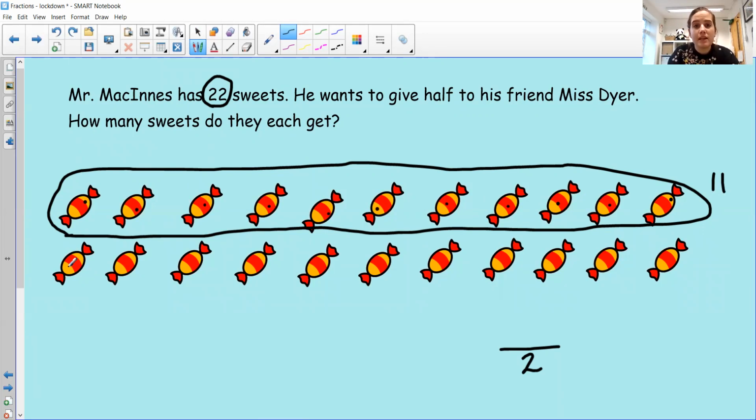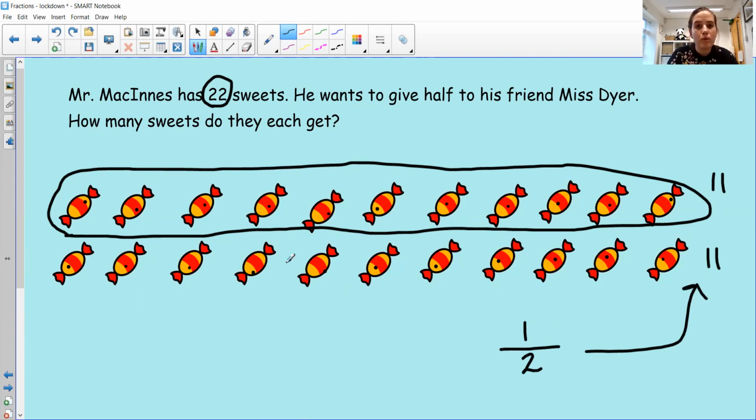Okay. Mr. McInnes' sweets. 1, 2, 3, 4, 5, 6, 7, 8, 9, 10, 11. Aha, they're the same. That's brilliant. That means it's half exactly. So 1 out of the 2 parts, and they get 11 sweets each.